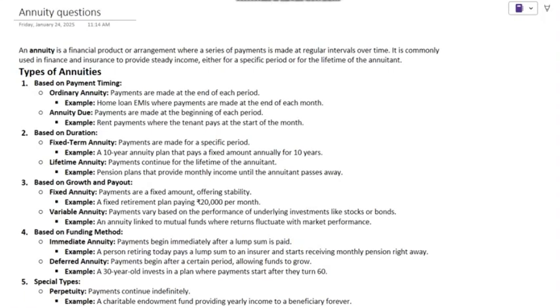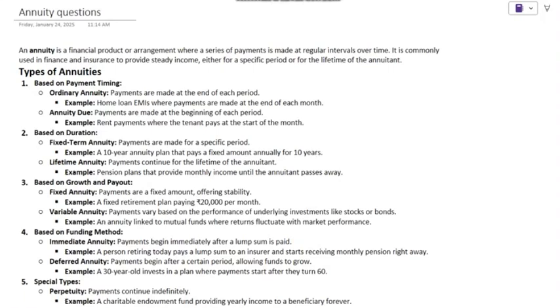Based on growth and payout, in a fixed annuity, payments are a fixed amount offering stability, like a fixed retirement plan paying 20,000 per month. Under a variable annuity, payments are based on the performance of underlying investments like stocks or bonds. For example, an annuity linked to mutual funds where returns fluctuate with market performance.